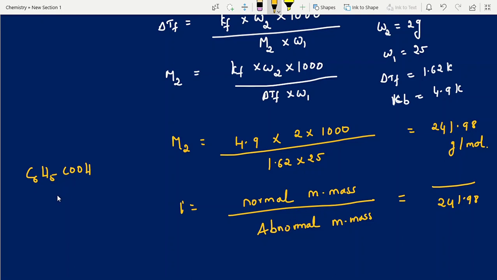C6H5COOH. What is the molecular weight of benzoic acid, students? If you calculate, 7 twelves are 84, 84, oxygen 32, then finally you will get 112. So substitute 112 by this value. Finally, how much answer will you get here? 112 by 241.98. You will get the answer 0.46.